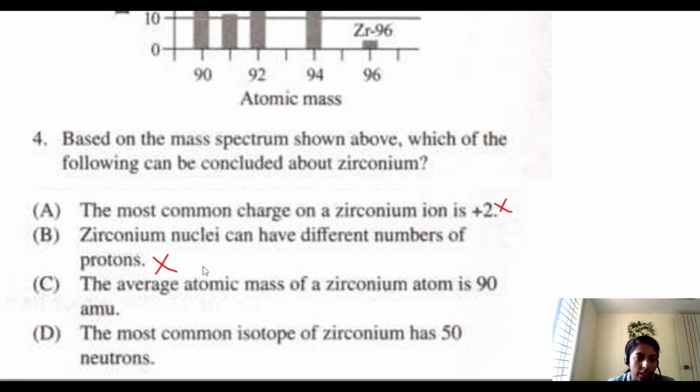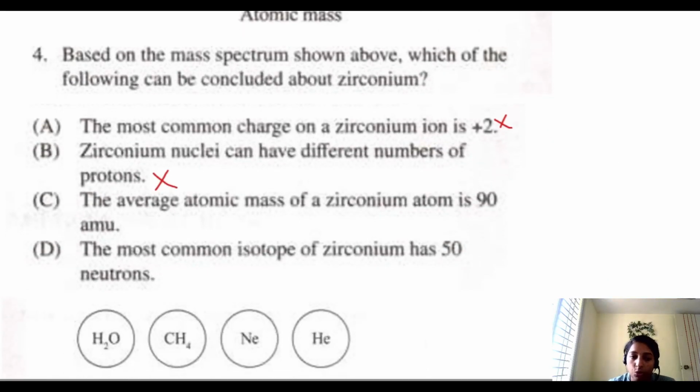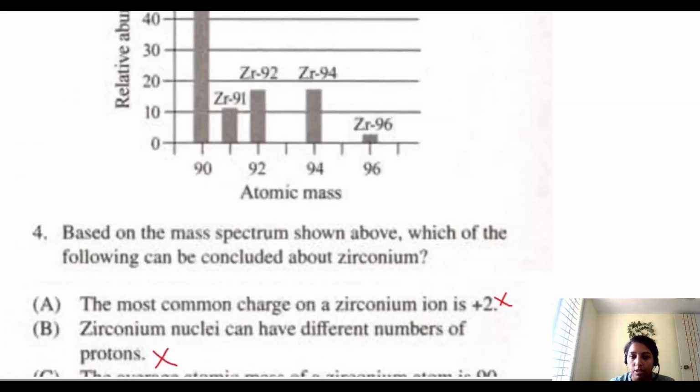Zirconium nuclei can have different numbers of protons. Definitely not, right? All the nuclei of the same element have the same number of protons. Only different numbers of neutrons are possible, correct? Next, the average atomic mass of a zirconium atom is 90 AMU. Can we say that?